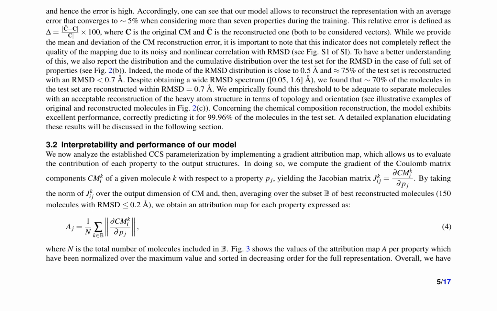The model performs exceptionally well in chemical composition reconstruction, correctly predicting the composition for 99.96% of the molecules in the test set. The authors analyzed the model's performance using a gradient attribution map, revealing that certain properties, such as atomization energy and MBD energy, have a significant impact on the model's predictions. This section highlights the model's capabilities in leveraging QM properties for accurate molecular structure prediction and its potential for understanding the relationship between these properties and molecular structure.